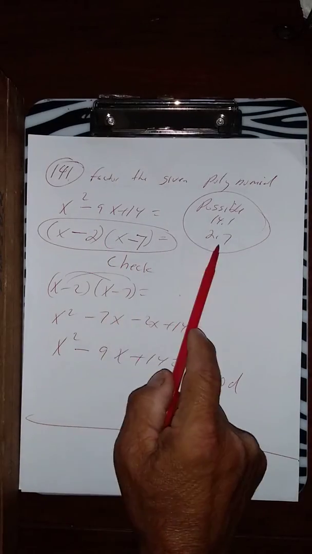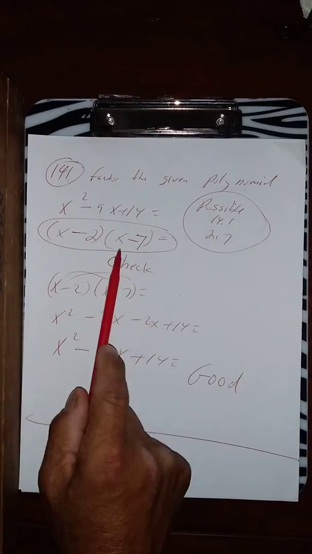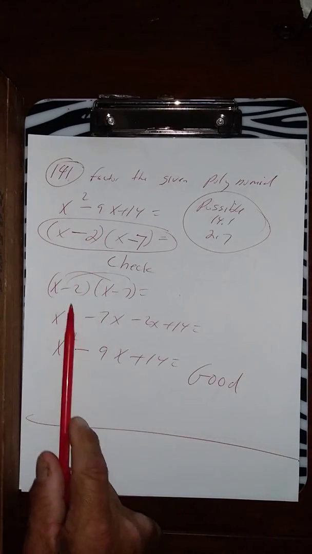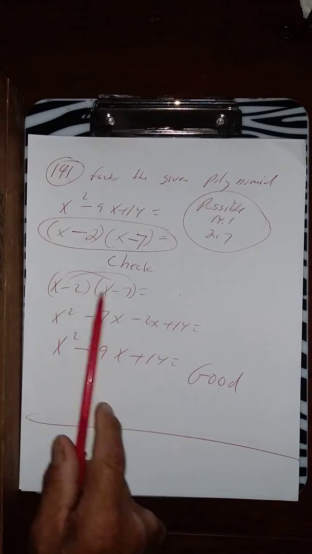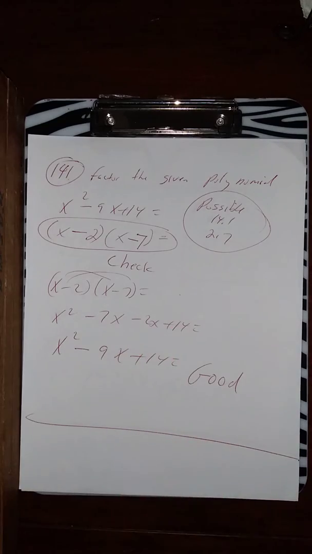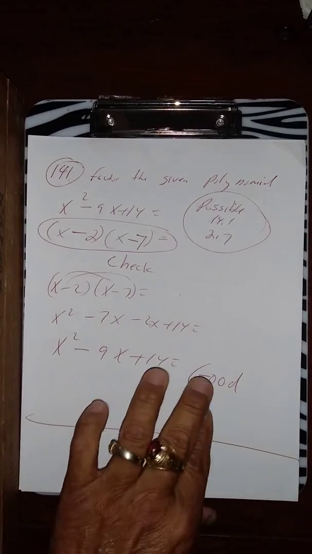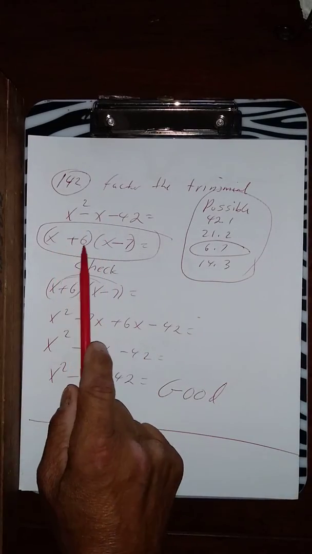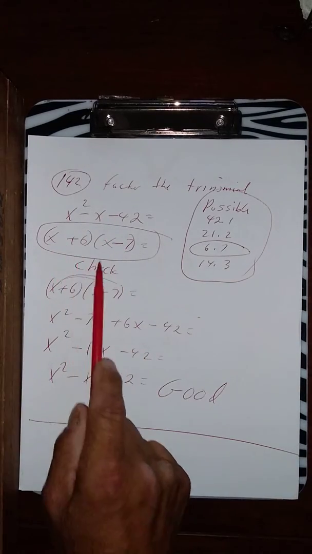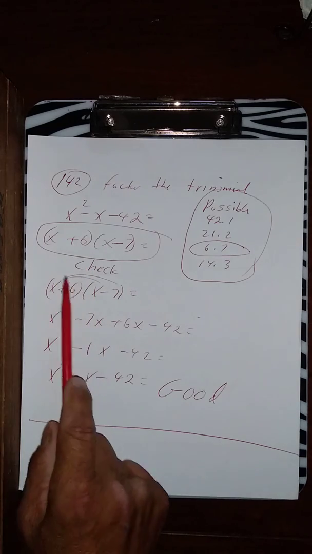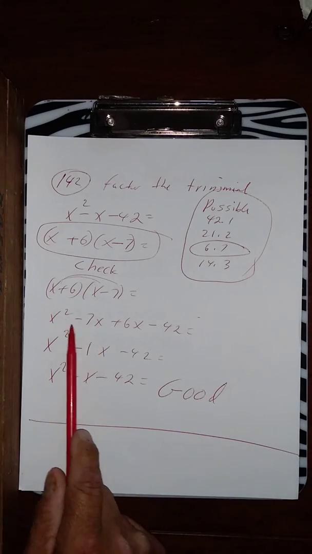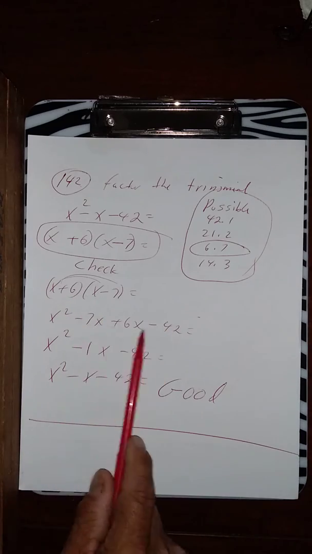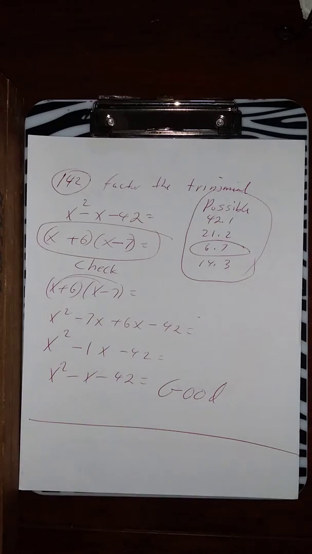X minus 2, x minus 7. Does that work? That turns out 14. Minus 7, minus 2, minus 9. Let's check it. That turns x squared, minus 7x, minus 2x, plus 14. Yes, that works. Factor it out: 6 and negative 7. Does that work? Check it. That turns out x, negative 7x. That turns out negative 6. So that's going to give you negative 1x. Yes, that works.